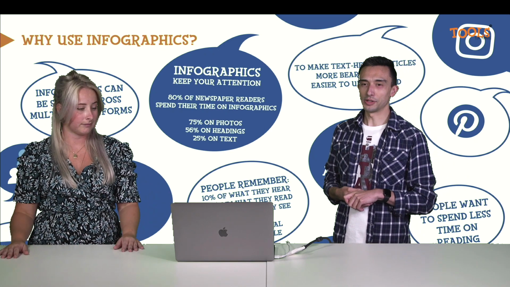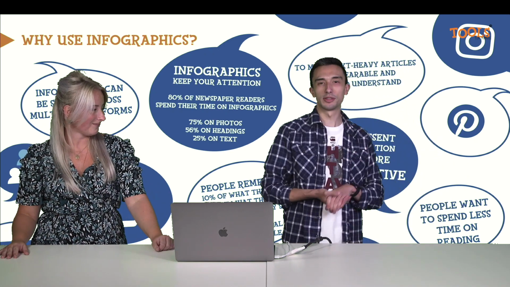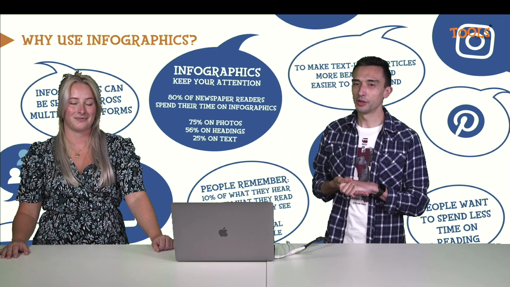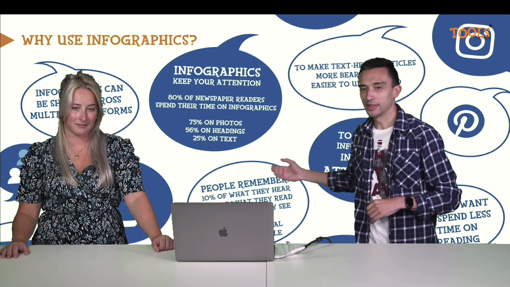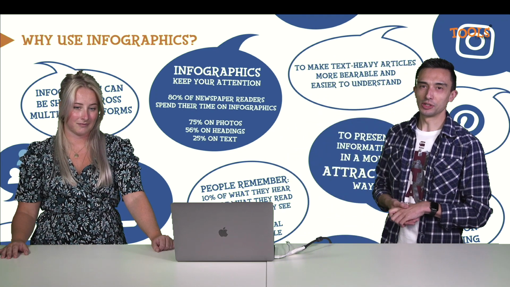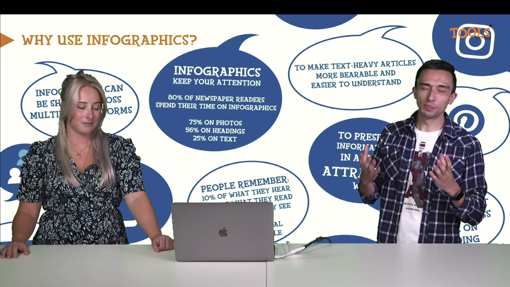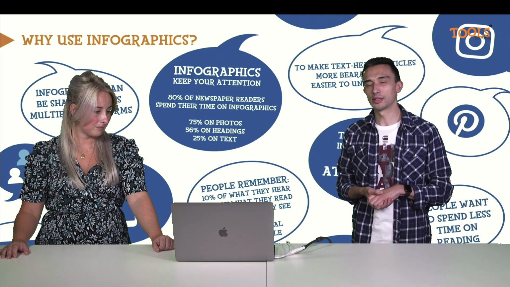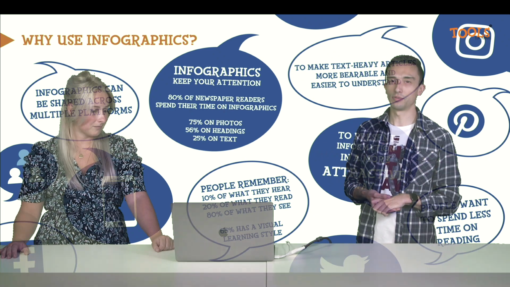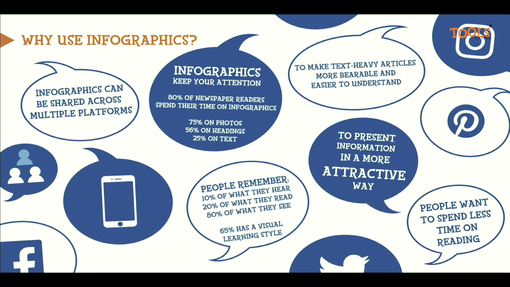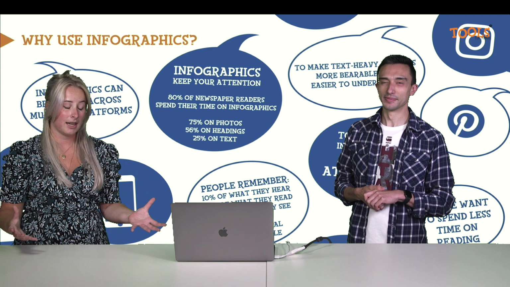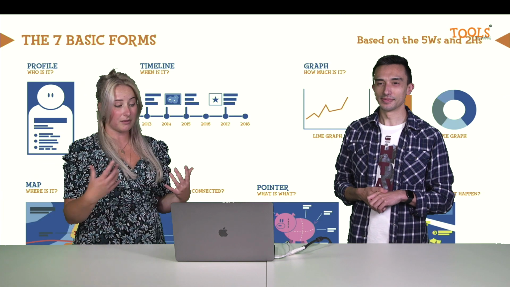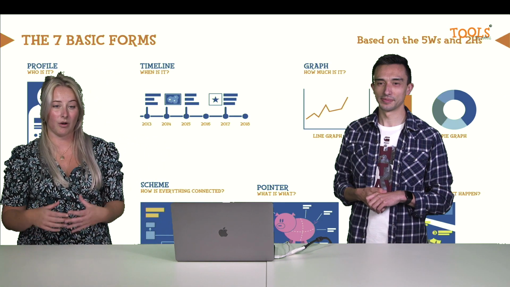Mm-hmm. And as you can see here on the left, people just want to spend less time on reading, and in the middle, people better remember what they see instead of what they hear or what they read. Even 65% has a visual learning style. Yeah, so a lot of reasons why we use infographics, and there are 7 basic forms of an infographic.